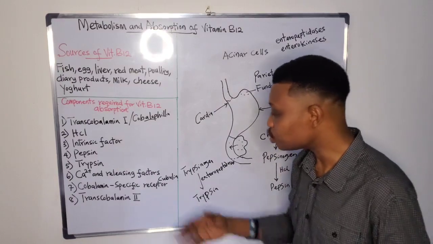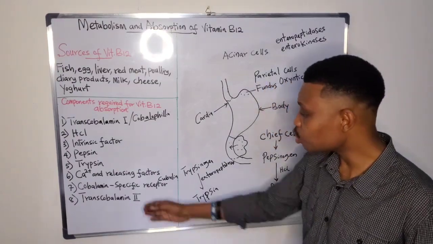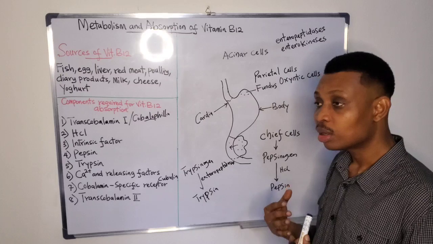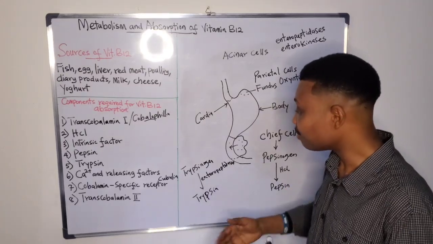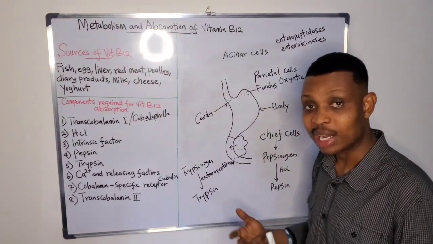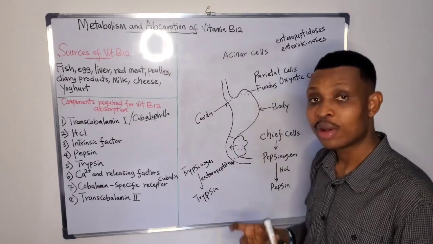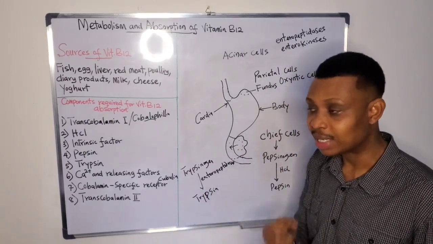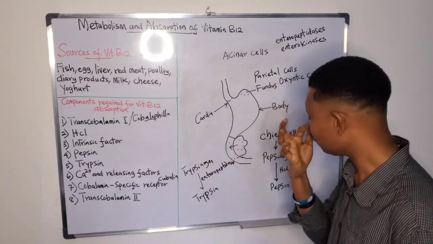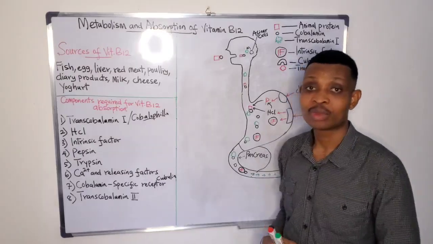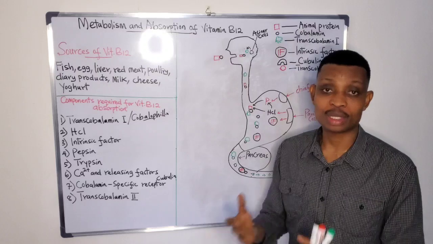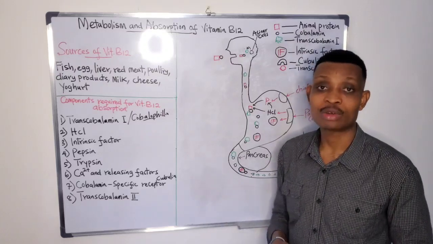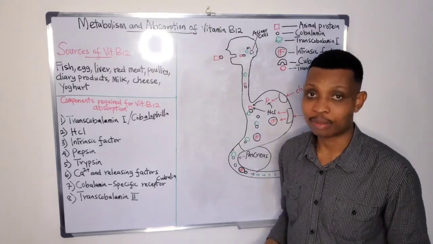The next one is transcobalamin 2. Now, transcobalamin 2 is usually in the circulation. So after the absorption of cobalamin, transcobalamin 2 binds to cobalamin and then transports it to the liver. For the absorption of cobalamin, I'll be talking about when it is obtained from the food and also when it is obtained in synthetic form.